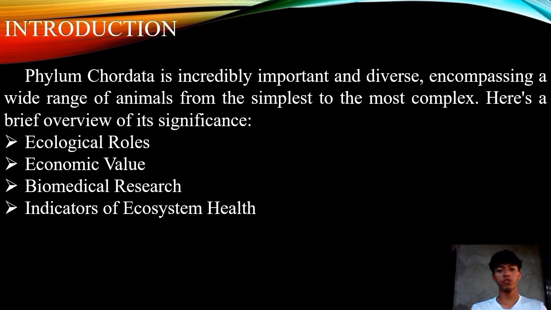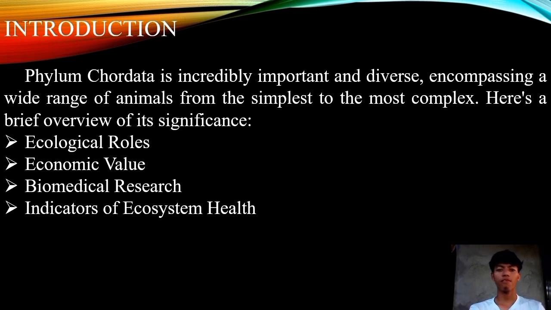For example, fisheries rely on fish species for food, while others are harvested for their valuable byproducts like pearls, oils, and leather. Additionally, ecotourism centered around charismatic chordates such as whales, dolphins, and birds generates significant revenue. In biomedical research, chordates, particularly mammals, serve as crucial models for biomedical research due to their physiological similarities to humans.